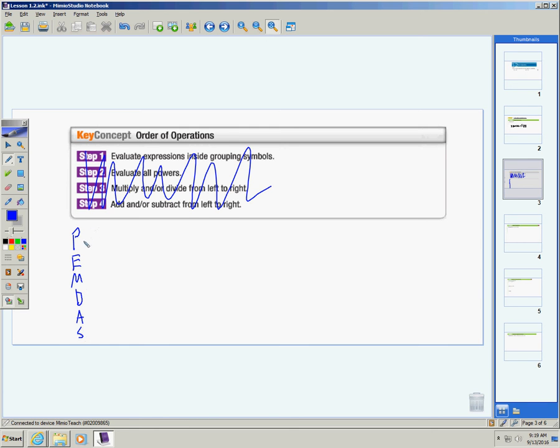And you guys probably remember that means parentheses, exponents, multiplication, division, and addition, and subtraction.